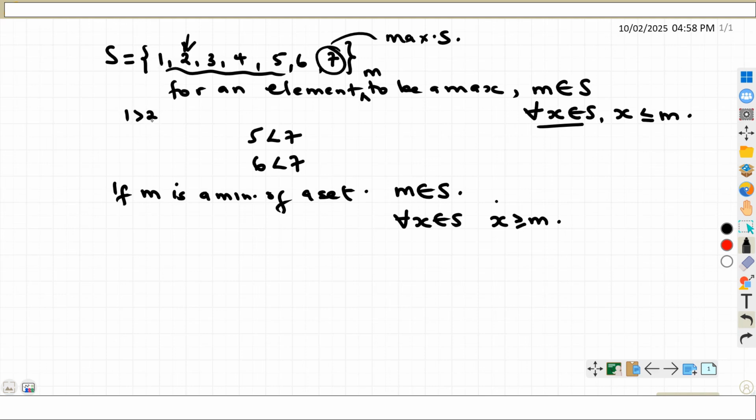That one will not be possible. So 2 cannot be a minimum, because there will exist some number a1 for which this a1 here will be less than 2. And if that happens, then 2 cannot be a minimum. So for an element to be a minimum of a set, that element first of all must belong to the set. And after belonging to the set, for all other elements, they should be greater than or equal to m, that element.